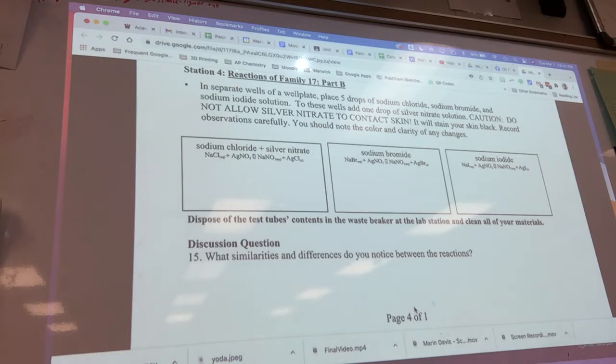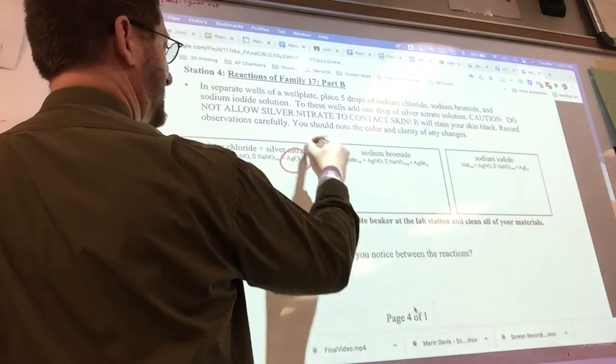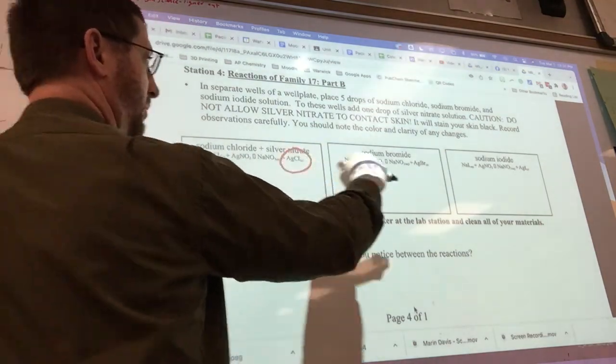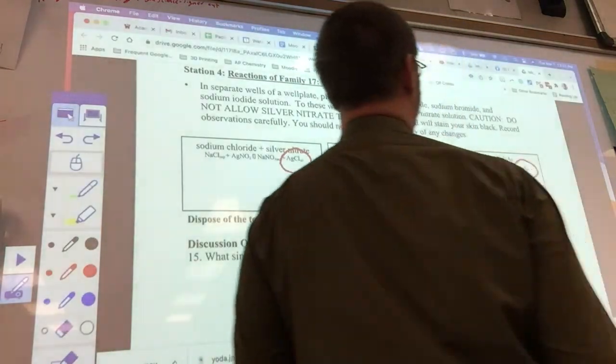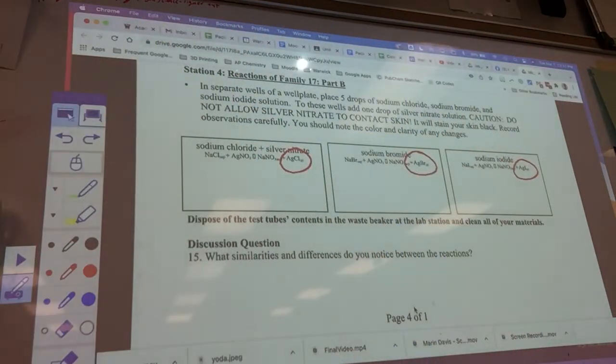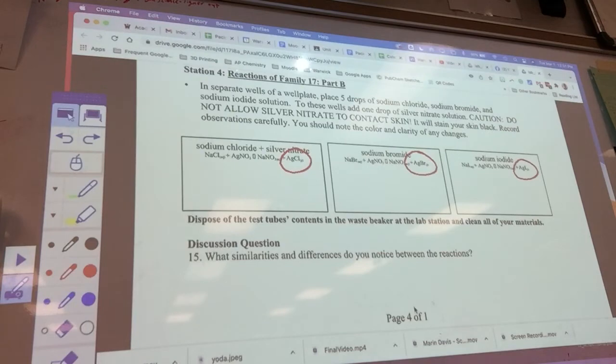Yeah, so they form solid precipitates, because this solid precipitate would be silver chloride, this solid precipitate would be silver bromide, this solid precipitate would be silver iodide. So yeah, they form solid precipitates. This would actually be an example of a double replacement reaction.